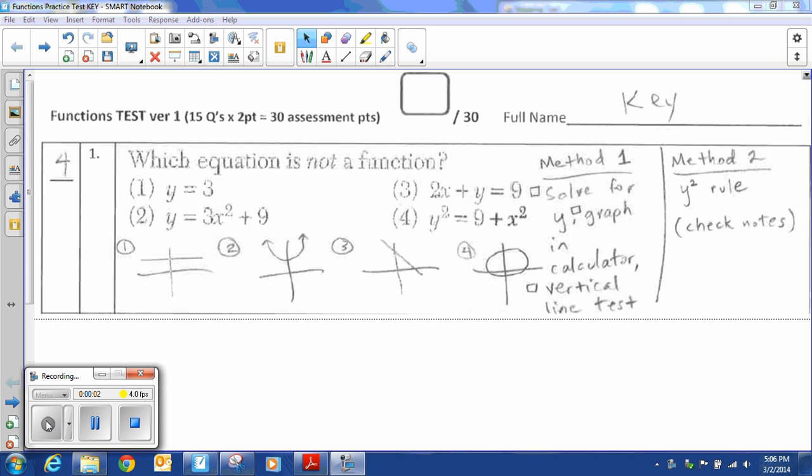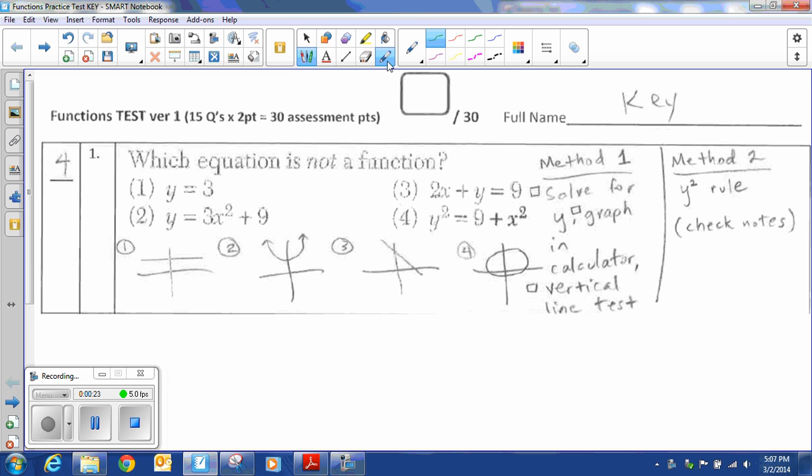Okay, here is the functions practice test key. Number one, which equation is not a function? What you could do is graph every single one of these in your graphing calculator and then perform the vertical line test. As you can see, I've drawn all the graphs, and the only one that doesn't work out is number 4. It is a circle, so the vertical line test would go through twice, and it would not work out.